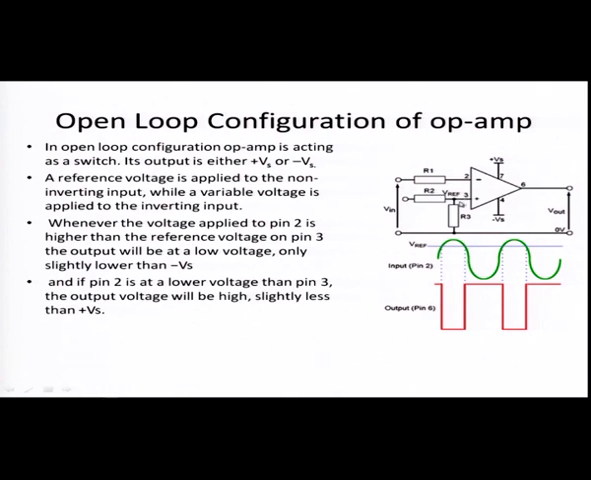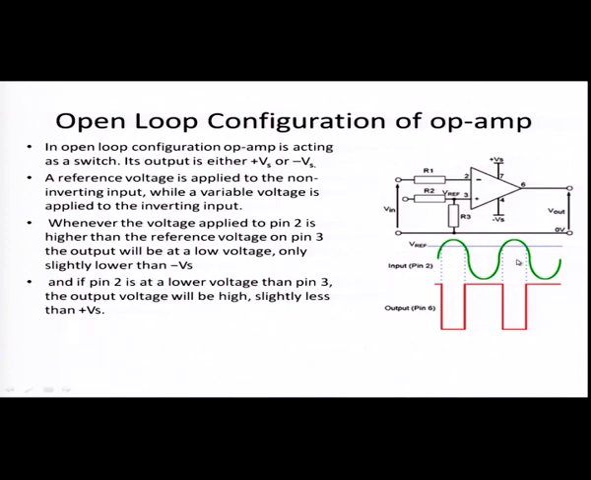And for the next case, if the third pin has a higher value than the second pin, then it has a positive V saturation. So, the output is either positive V saturation or negative V saturation. So, you can say this action is a switch. The open loop configuration of operational amplifier will act as a switch, or you can say it is a comparator.